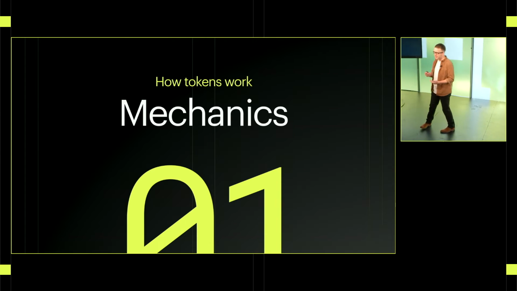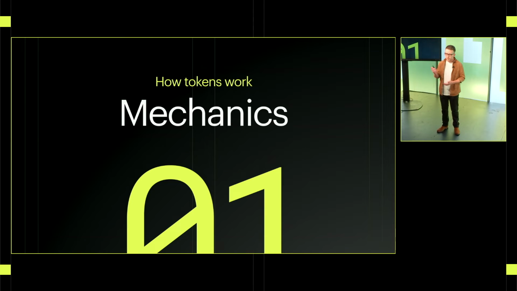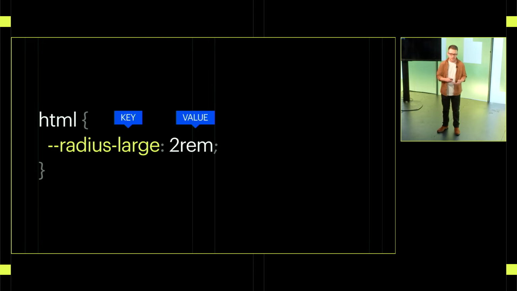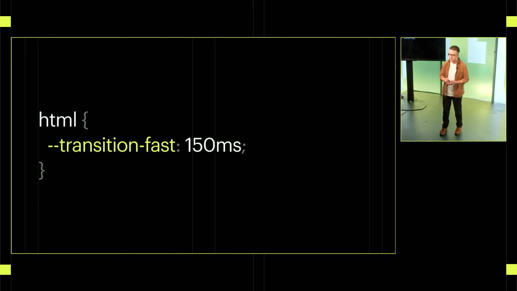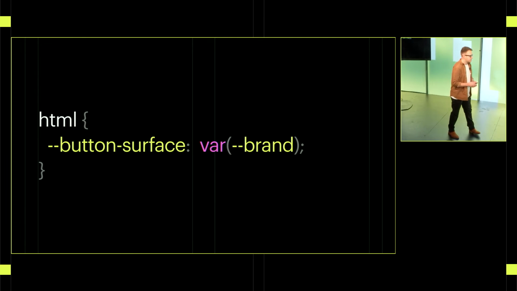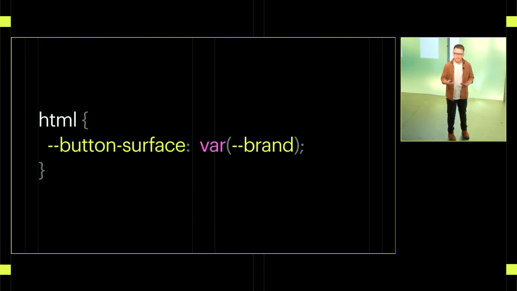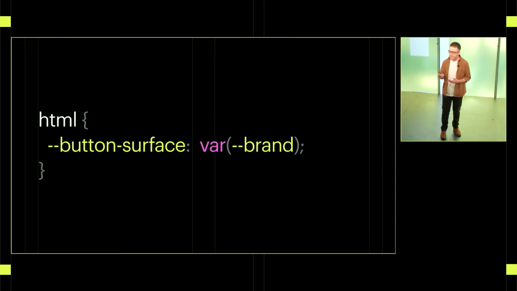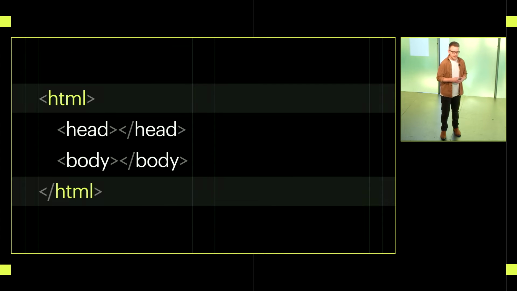There's two main parts to creating a CSS variable. We have the key and the value. The key starts with double dashes, and then we can name it whatever we'd like. And the value can store any number of things, from transition durations, to colors, to sizes, or even other variables. And we usually apply these variables to the HTML element, since it's the highest element on the page. That means anything inside the HTML can use the variables we create there.